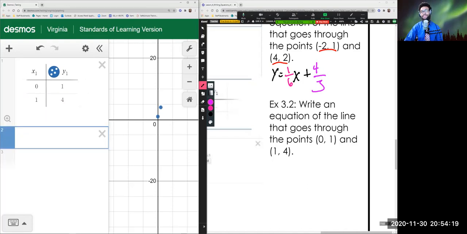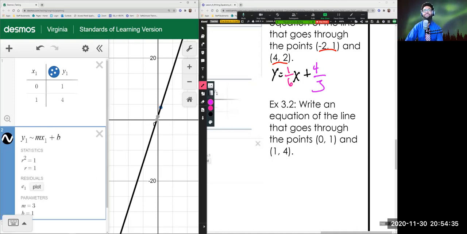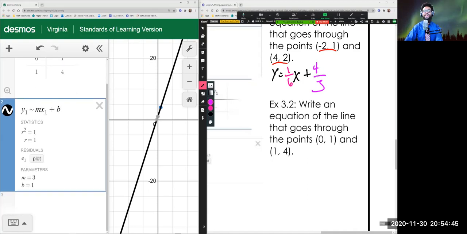And then I'm going to come to number 2, and I'm going to type y1, and then hit shift, squiggle, m, x1 plus b. So we're typing the formula in, for the most part, exactly the way that we know it to be. We're just putting in the squiggle, and we're telling it to use y1 and x1 to make this equation. And here, it gives us whole numbers.